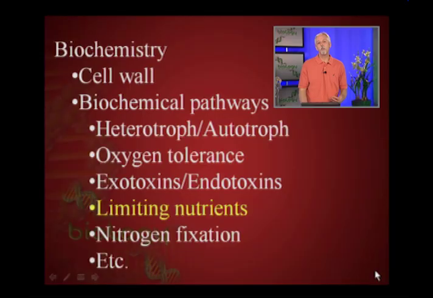Also limiting nutrients when we try to grow bacteria. As I mentioned in the previous module, when we use agar plates, bacteria can't digest the agar, but we can put specific nutrients in the agar, and depending on what nutrients are in the agar, that will determine what bacteria or archaeans can grow. Another characteristic that can help us distinguish is that some bacteria and other prokaryotes are nitrogen fixing.